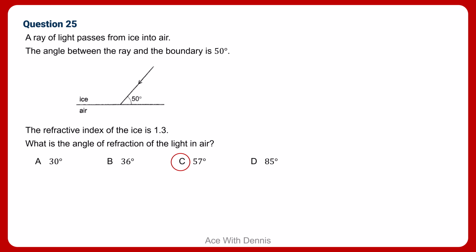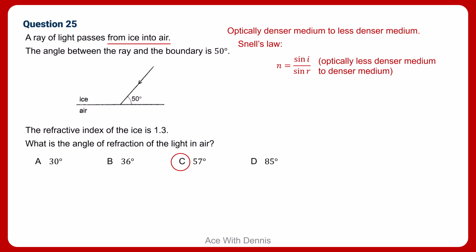So for this case, the light travels from ice into the air, which means that it travels from optically denser medium to less dense medium. According to Snell's law, n equals sin i over sin r, where n is the refractive index, i is the angle of incidence, and r is the angle of refraction. However, this formula applies to the case where the light travels from optically less dense medium to denser medium.